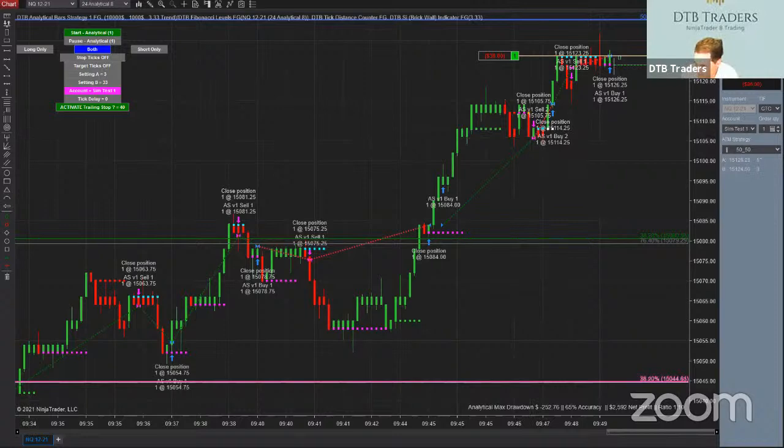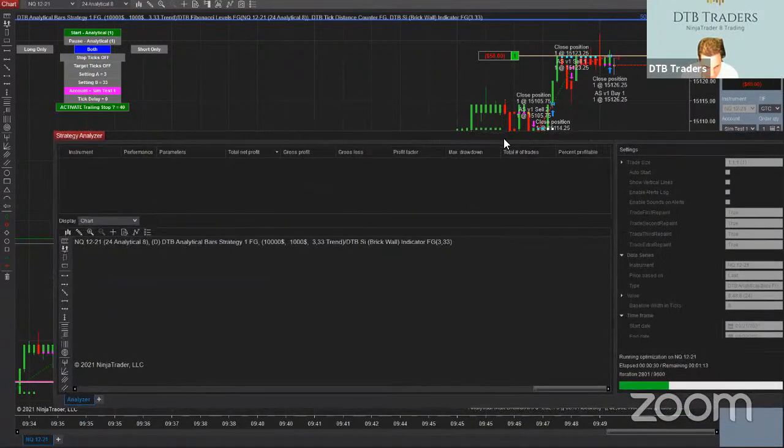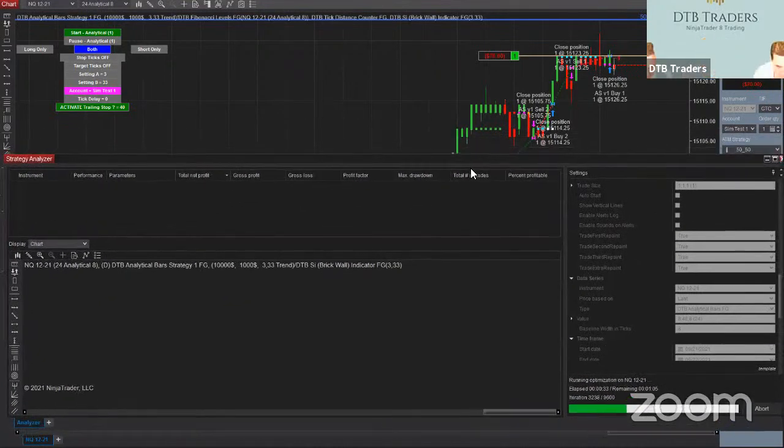Okay, so I'm still running optimization on another screen there. I can bring it across again. I was just moving it away just to see that chart.